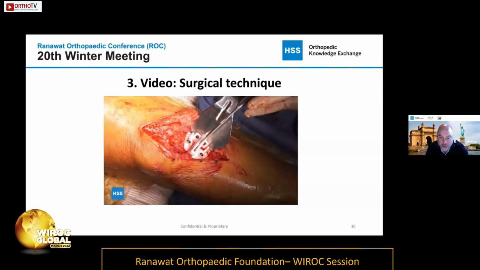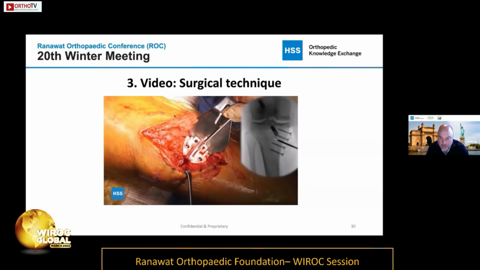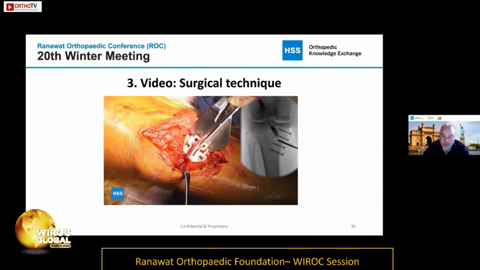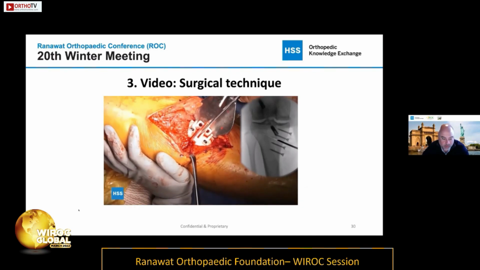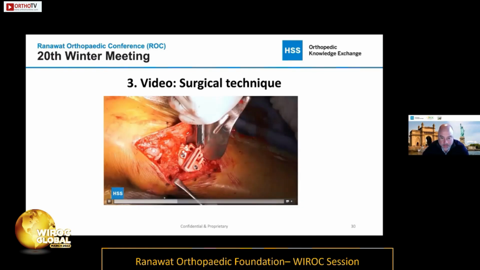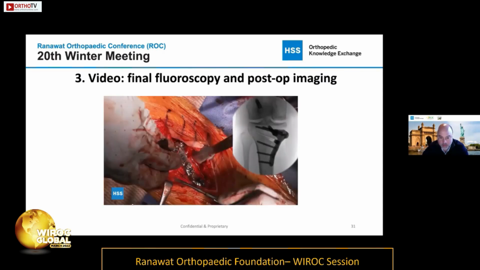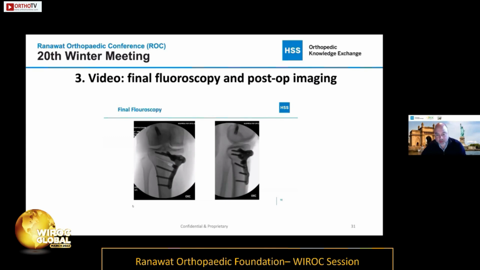And you can see there's no saw, you're not cooking the bone. And then you finish it with an osteotome. And then you do the rest of your release. And then that's when you cut the box. And then this is the final plate construct.